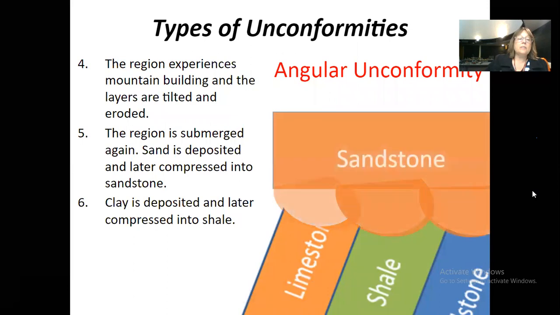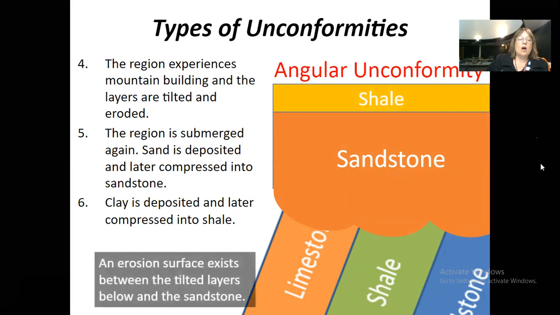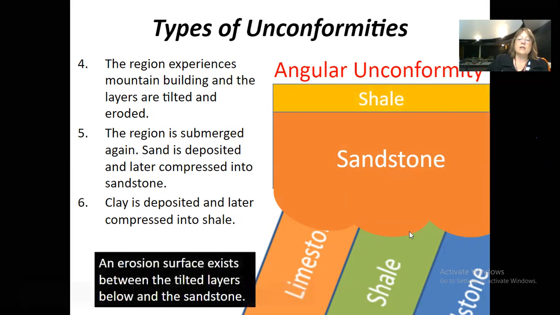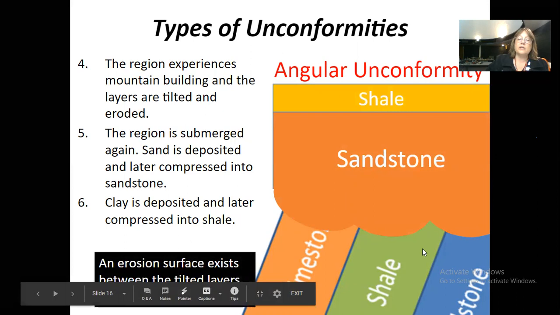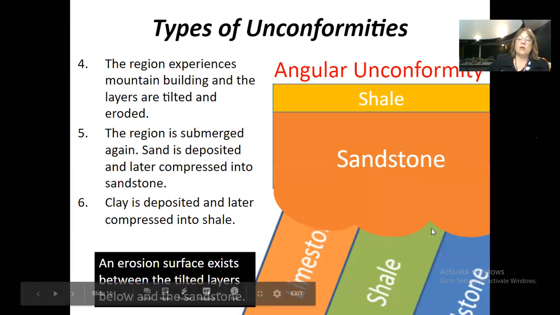Sand is deposited and later compressed into sandstone. And then on top of that, we have clay deposited and later compressed into shale. So our erosion surface exists right here. It's easy to see because we have disturbed layers below and flat horizontal layers above. And this, our erosion surface, represents the location of our unconformity.